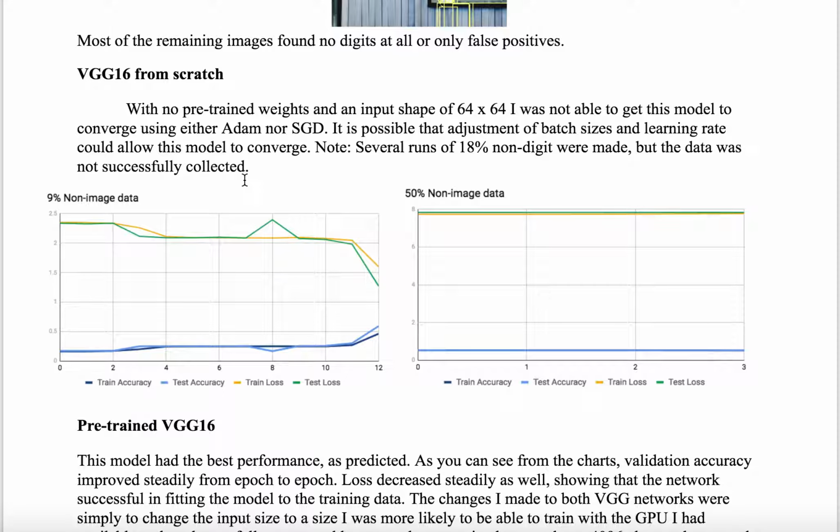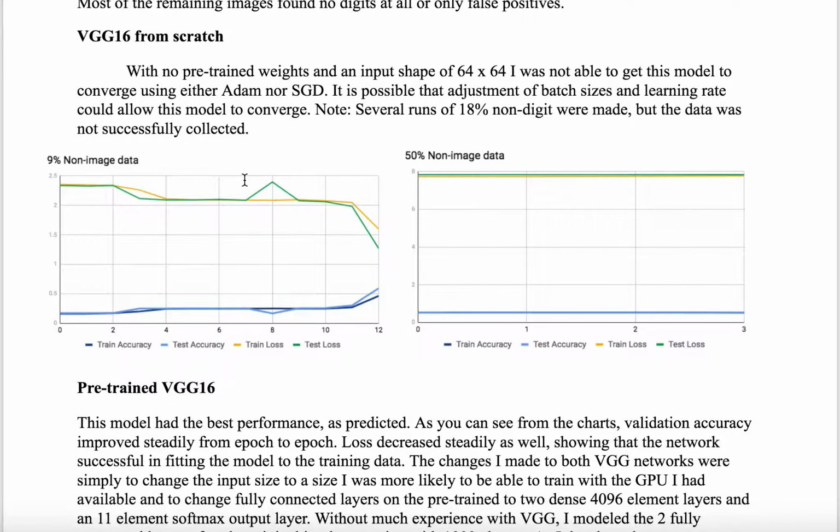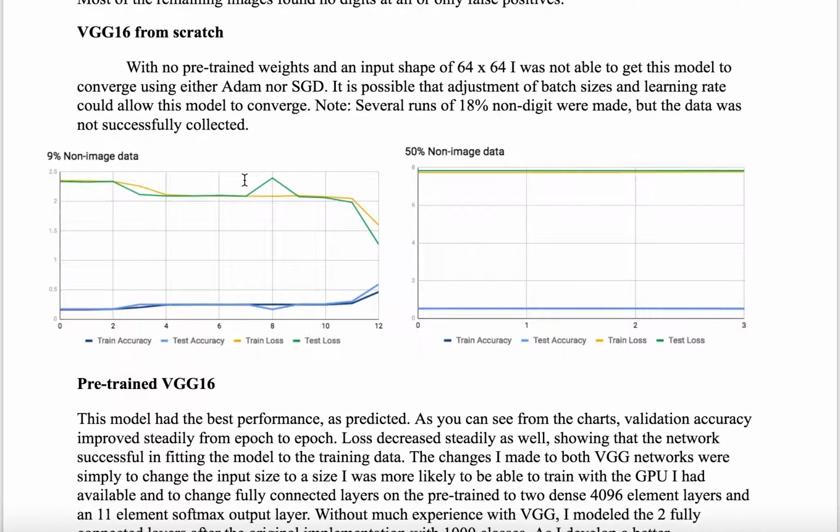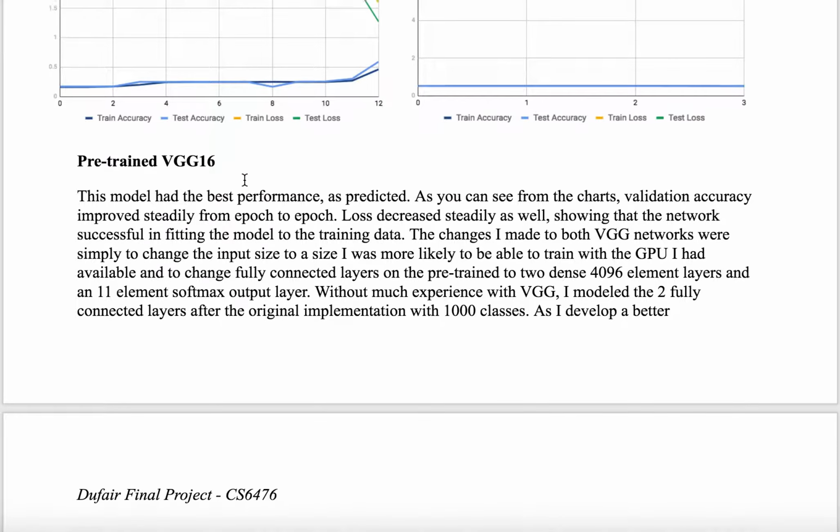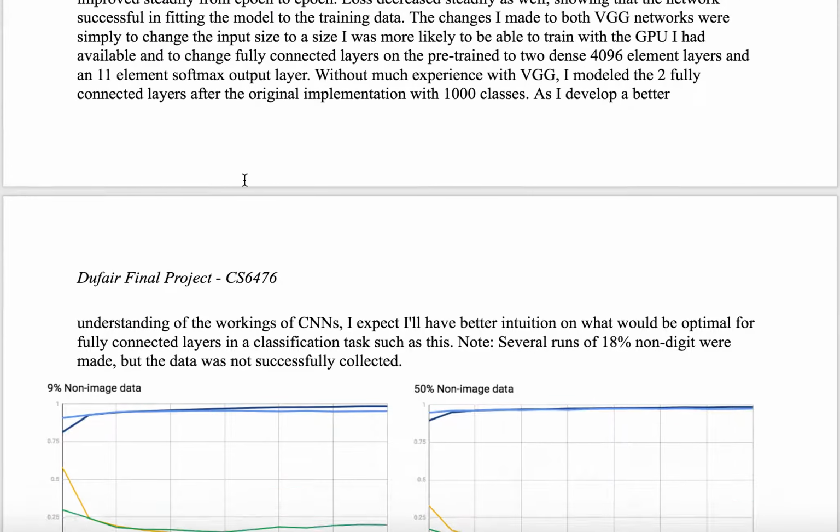VGG16, where I trained the model from scratch, I couldn't get it to converge at all. So I tried various sets of hyperparameters and didn't really have a lot of luck. Would have loved to have tried some more of that.